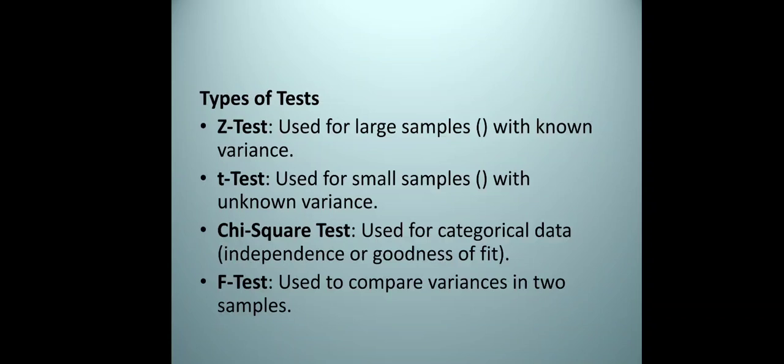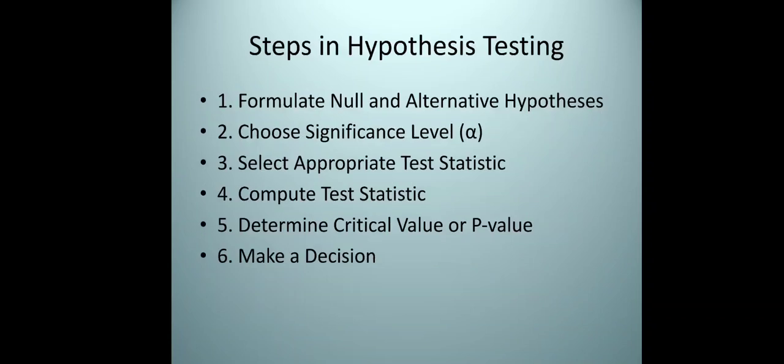The next one is the chi-square test. The chi-square test is used for categorical data, for independence and goodness of fit. The next one, the F test. The F test is used for comparing variances in two samples, that is, comparing two population variances. This is the F test.